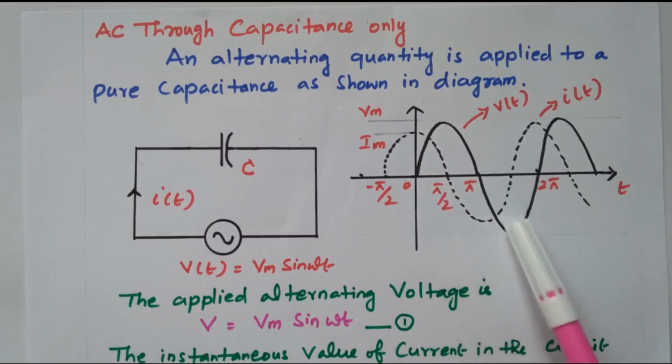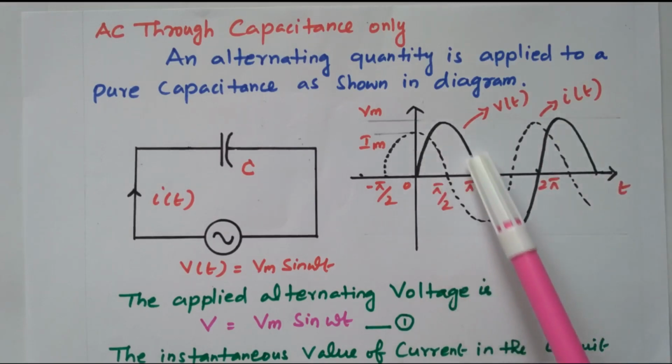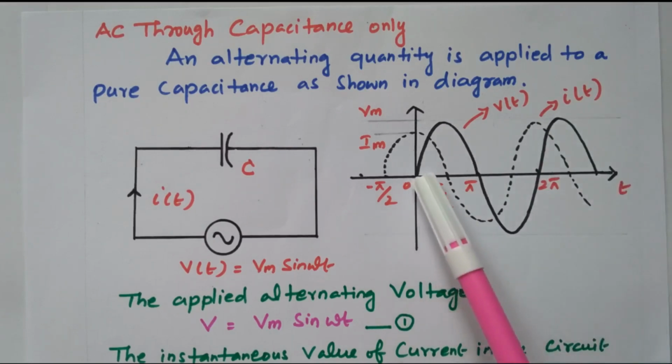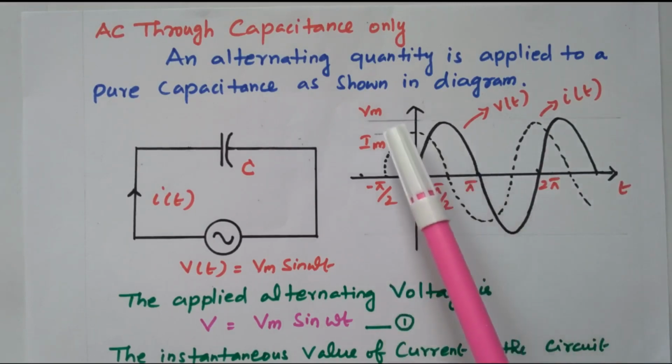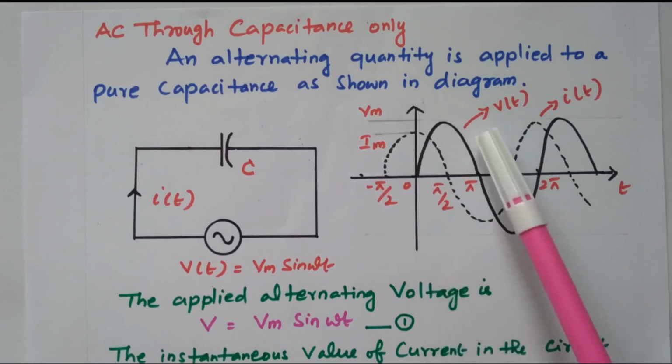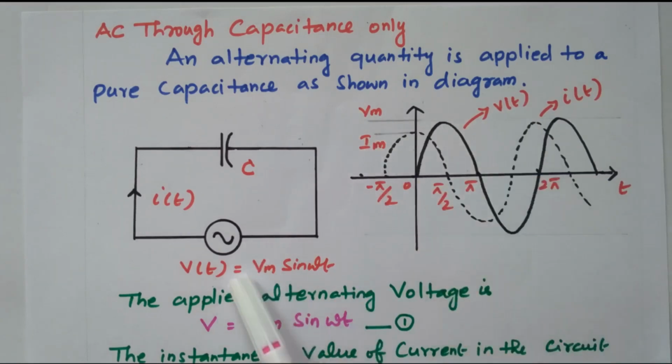This is the supply voltage V of t. V of t is applied. It starts at 0 degree. The maximum value is Vm, referred by V of t. V of t equal to Vm sin omega t.